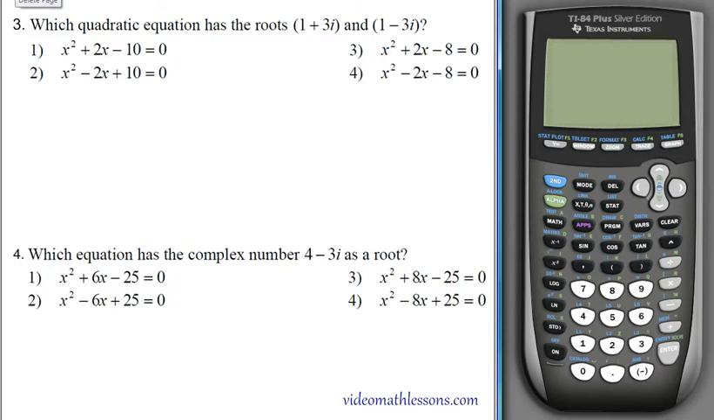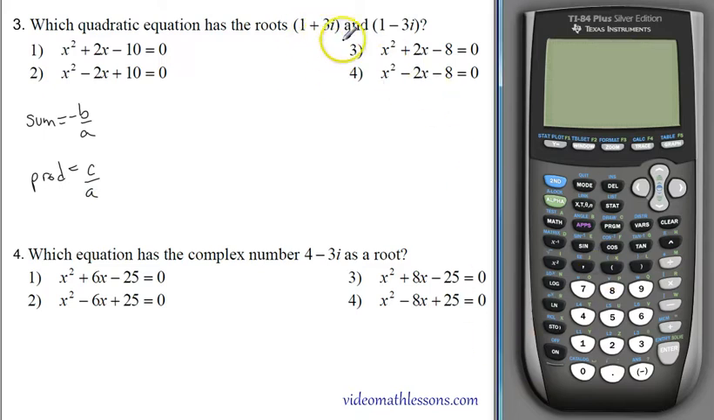All right, now we have imaginary roots. We're just going to do it exactly the same way. You're going to find the sum of the roots, which is going to equal -b over a. You're going to find the product of the roots, which is going to be c over a. Now what I can do is grab my calculator and type these in as a sum and product.